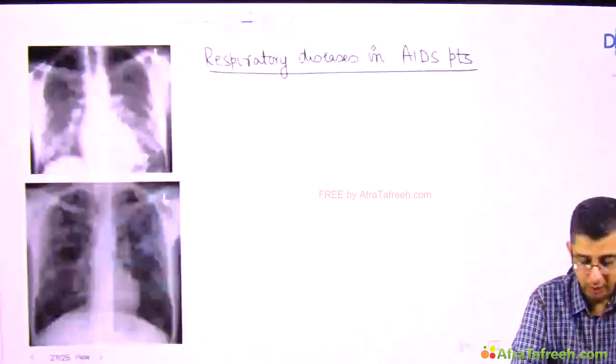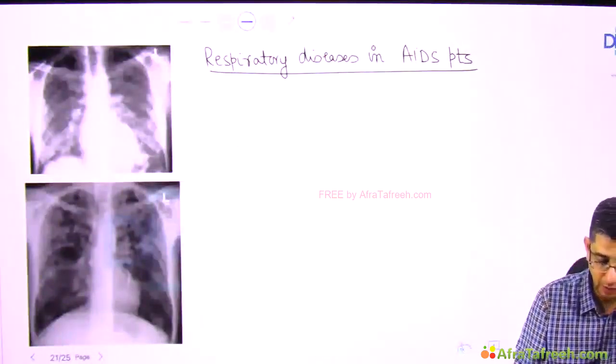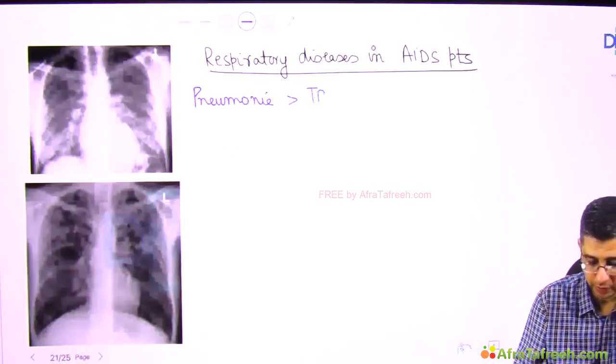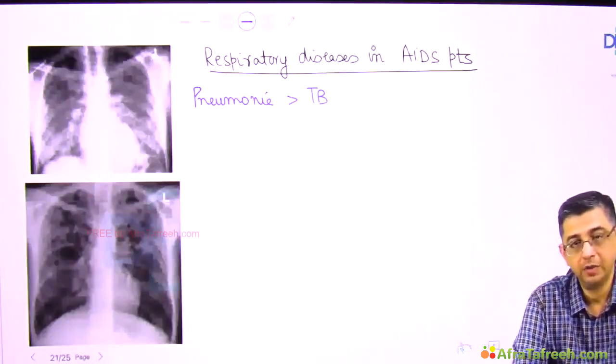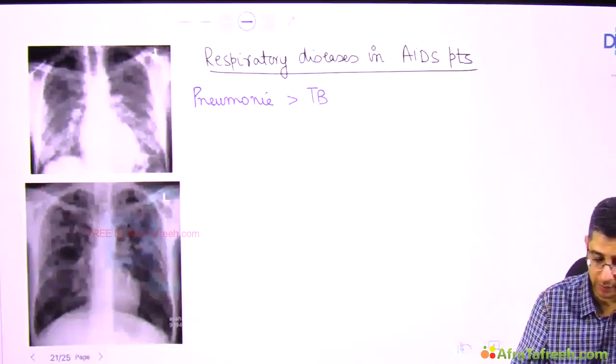So coming to the discussion on respiratory diseases that are found in AIDS positive patients, I would like you to remember the fact that the incidence of pneumococcal pneumonia is much more than that of tuberculosis. I have said earlier that TB is a leading cause of mortality, but now I'm talking about incidence-wise infection. So pneumococcal pneumonia is more common as compared to TB, as compared to Pneumocystis jirovecii.